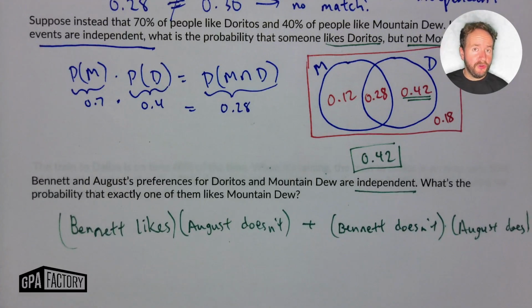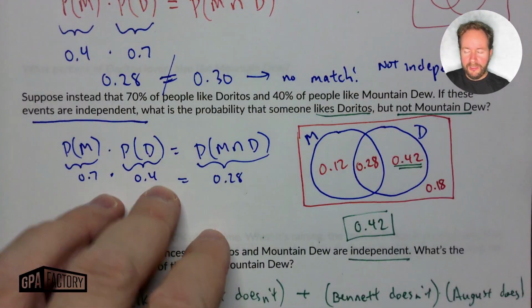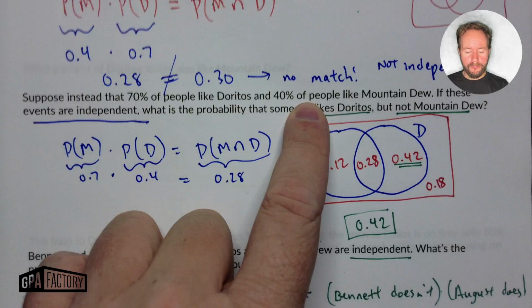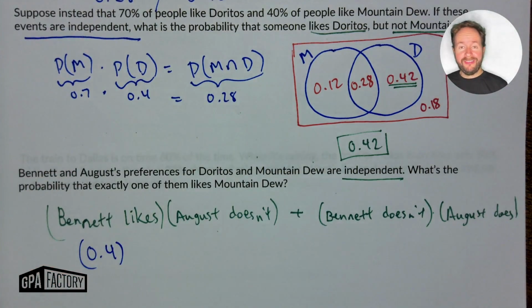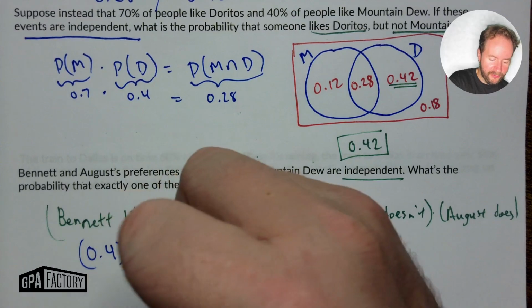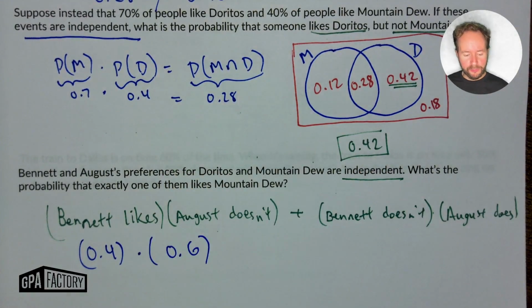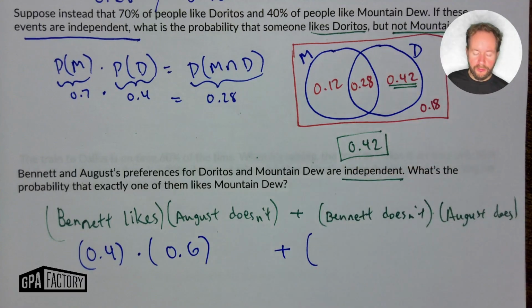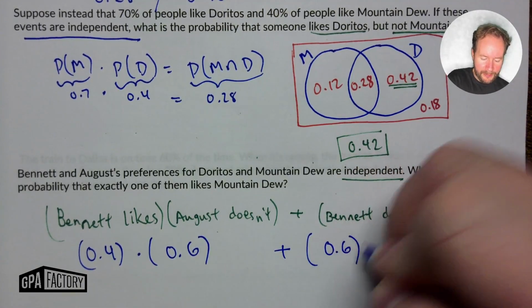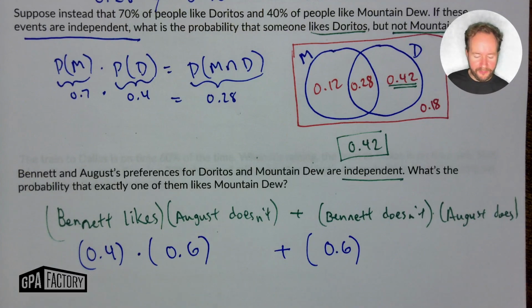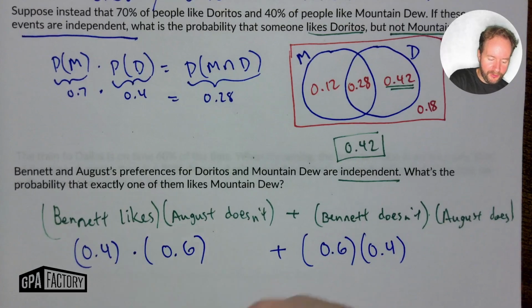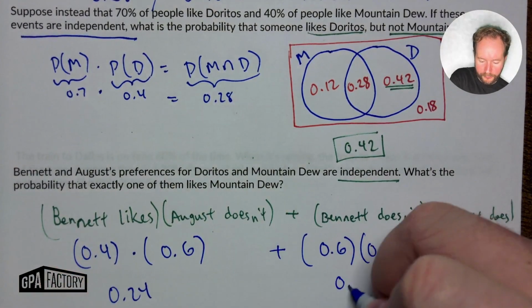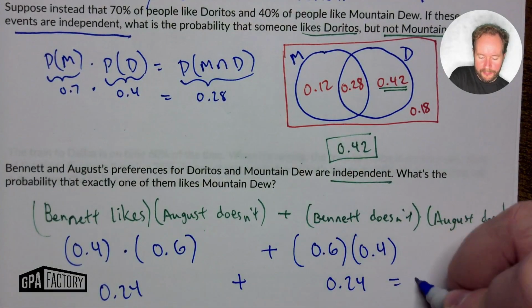Well, what's the probability that any one person likes Mountain Dew? Let's go all the way back to the beginning. It says that 40% of people like Mountain Dew. So the probability that Bennett likes Mountain Dew is 0.4. And if there's a 40% chance that you do like Mountain Dew, there's a 60% chance that you don't. So Bennett likes it is 0.4, but August not liking it is 0.6. On the other hand, Bennett could be the one who doesn't like Mountain Dew, in which case there's a 60% chance that he doesn't. But if Bennett doesn't, then August must in order to satisfy the conditions set forth for this problem. And the probability that August does is 0.4. So I get 0.4 times 0.6, that's 0.24. 0.6 times 0.4 is 0.24 again. These are being added for an answer of 0.48.